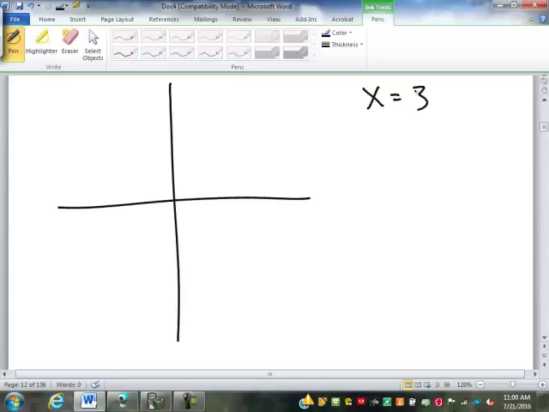If I give you an equation, x equals 3. Now remember, x is what we usually use for the independent variable. This is normally called the x-axis, y-axis. If I say that x equals 3, where does x equal 3? Well, is it over on this side? No. Over here, right there, x equals 3.